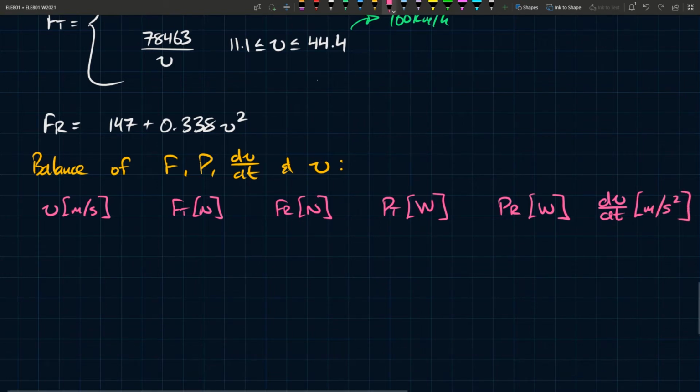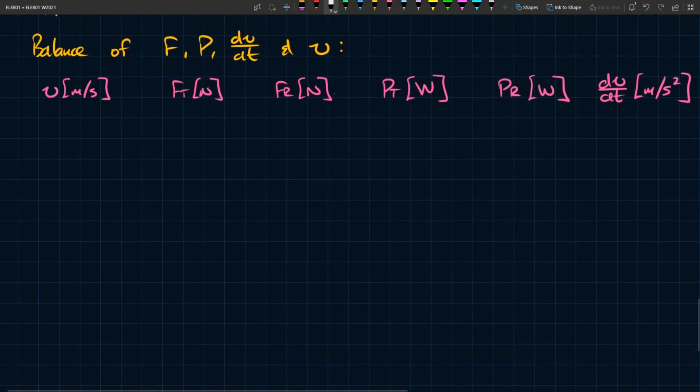So which speeds am I interested in? I'm interested in 11.1, because that's our base speed. I'm interested in 27.8. I'm interested in 44.4.